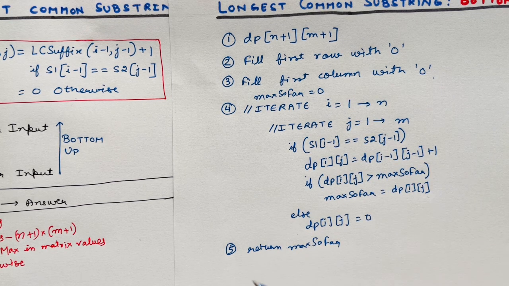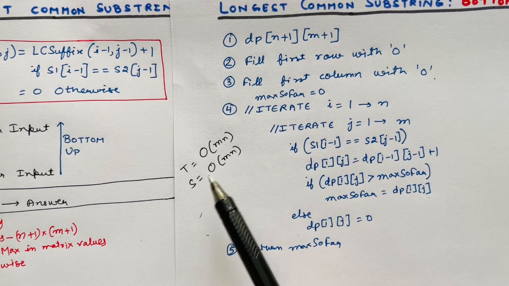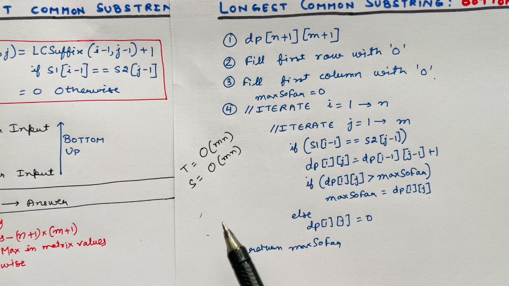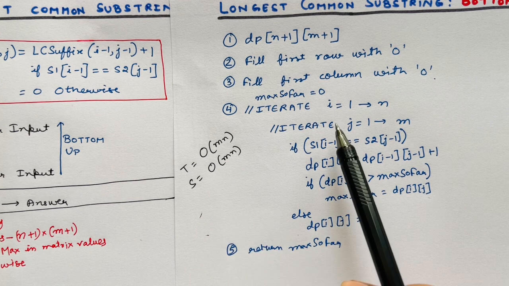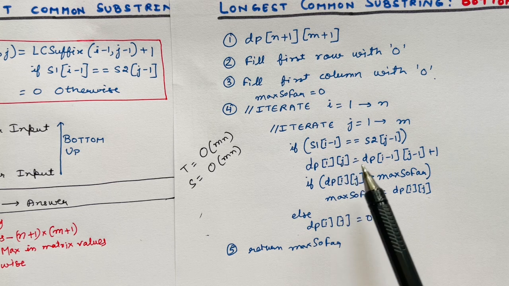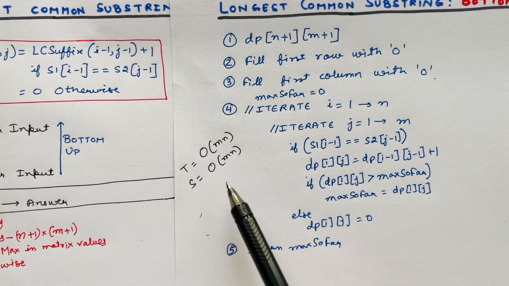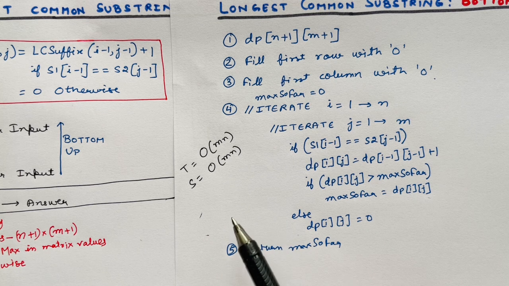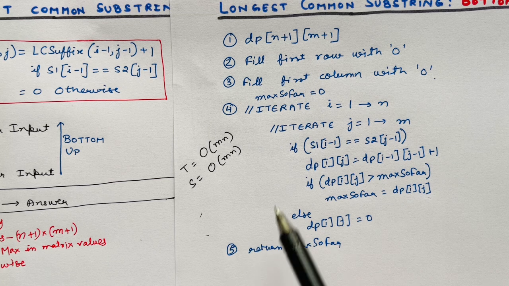Now, what will be the time complexity and space complexity for this approach? Time complexity will be big O of m into n, because for every pair of i and j, we are calculating the answer just once. And the space complexity will also be big O of m into n, because of this matrix where we are storing the answer for all of these combinations.